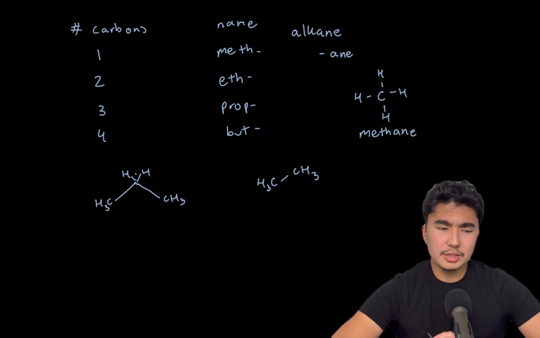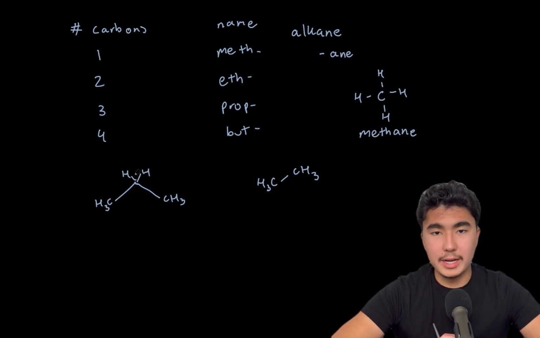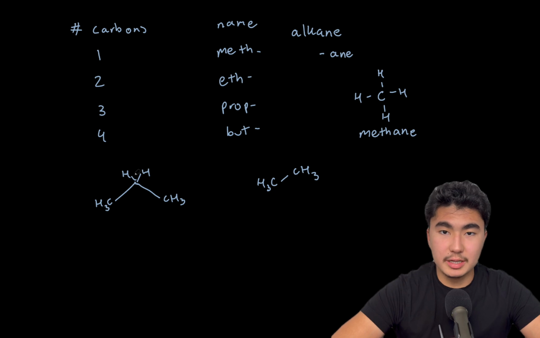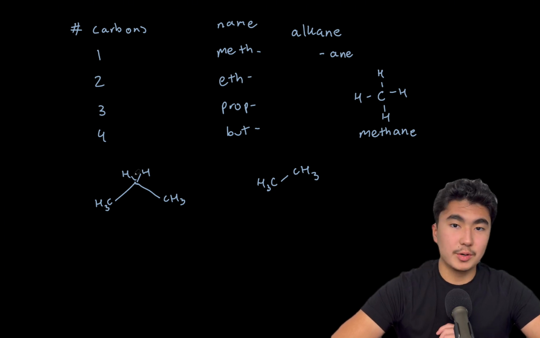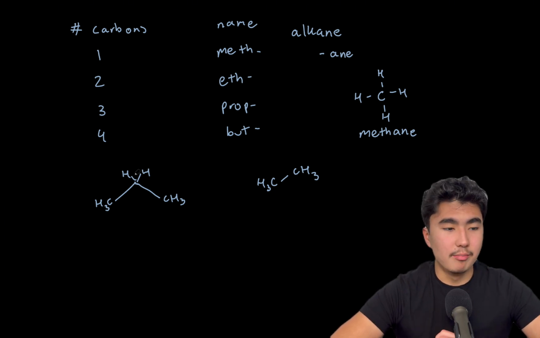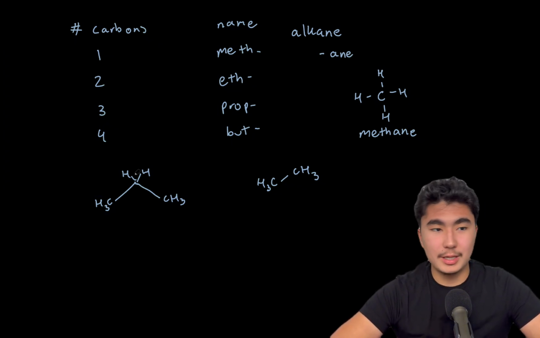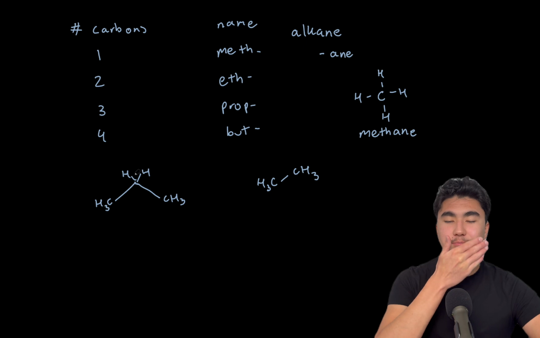Now, that's just basic naming for any of our alkanes, where we look at the number of carbons and see which one it connects to. So one carbon, we're going to have in its alkane, methane. 2 ethane, 3 propane, 4 butane, 5 pentane, and so forth.